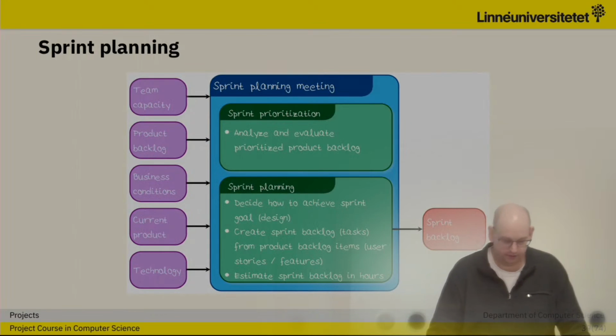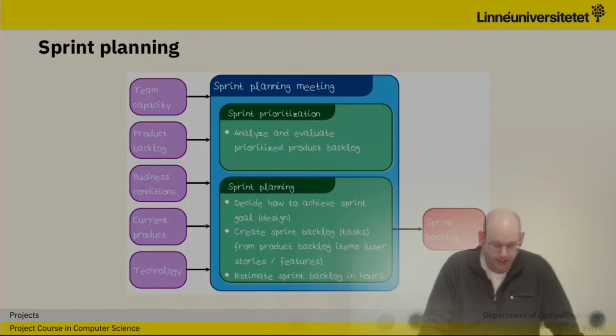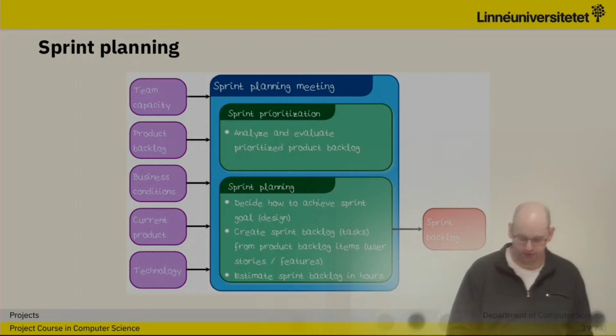So something like this. Looking at the sprint planning, we have the team capacity, the product backlog, business conditions, current product, technology, and so on. Everything I've said so far is input to the planning meeting, where we prioritize, analyze, and evaluate from the product backlog, and decide how much we can achieve during this sprint. And we estimate how much that will entail for us. And the outcome is the sprint backlog.